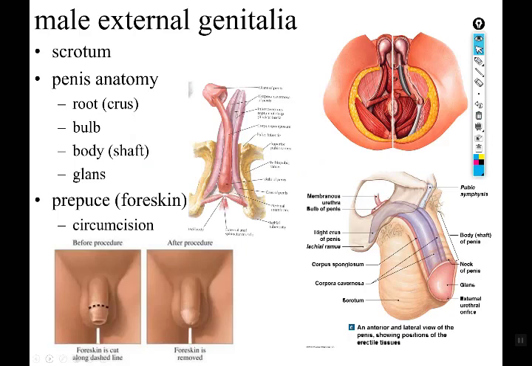So with regard to the external genitalia, you have the scrotum, which is derived from the urogenital fold of the embryo. And then you have the penis, which consists of the root, or crura, that's how that is pronounced. And then the bulb is attached to the corpus spongiosum. So the crura are attached respectively to each of the corpora cavernosa, and then the bulb is attached at the base of the shaft, which is the corpus spongiosum. The glans is the expanded end of the corpus spongiosum.